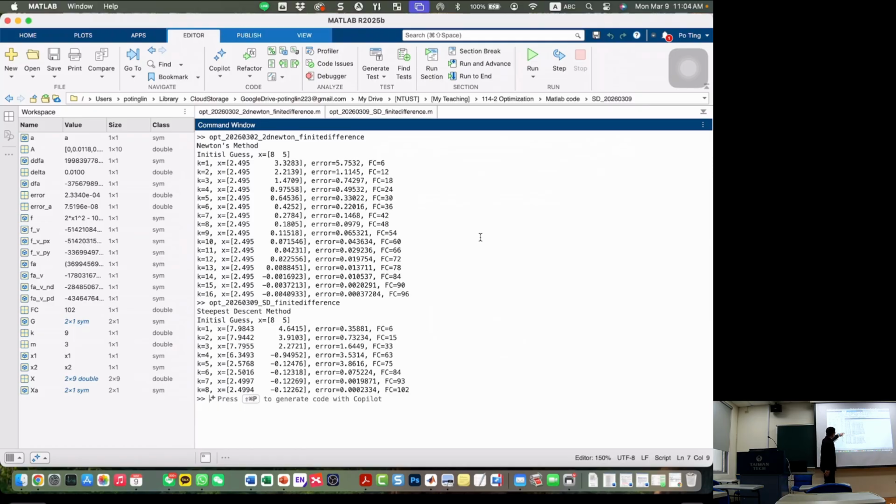Newton's method, 16 iterations. Steepest descent, 8. This time Newton's method is more accurate and more effective. So it really depends. For steepest descent this time, less accurate solution and it took more function calls. So there's no guarantee for the method you use. They eventually find a solution, but numerically sometimes one method is better, sometimes the other is better. Okay?